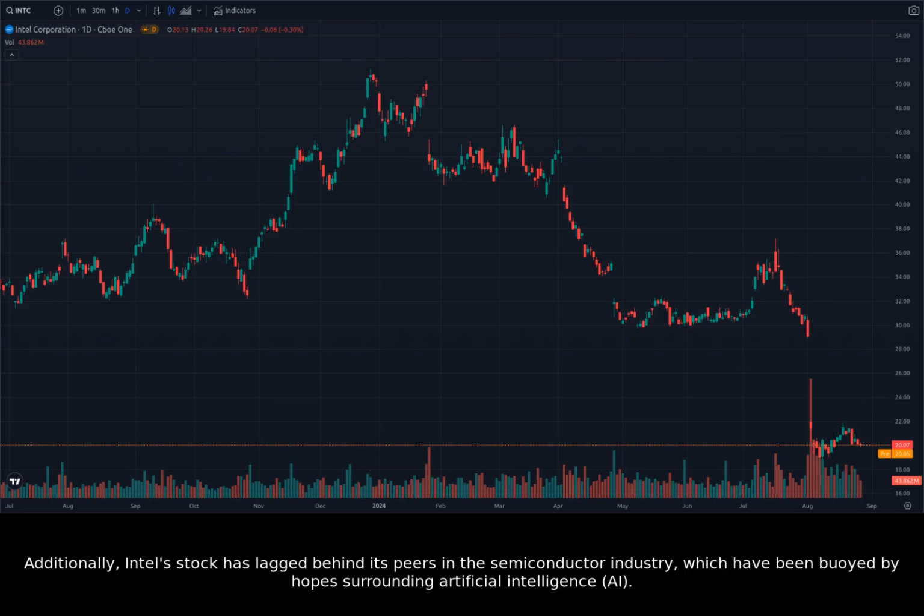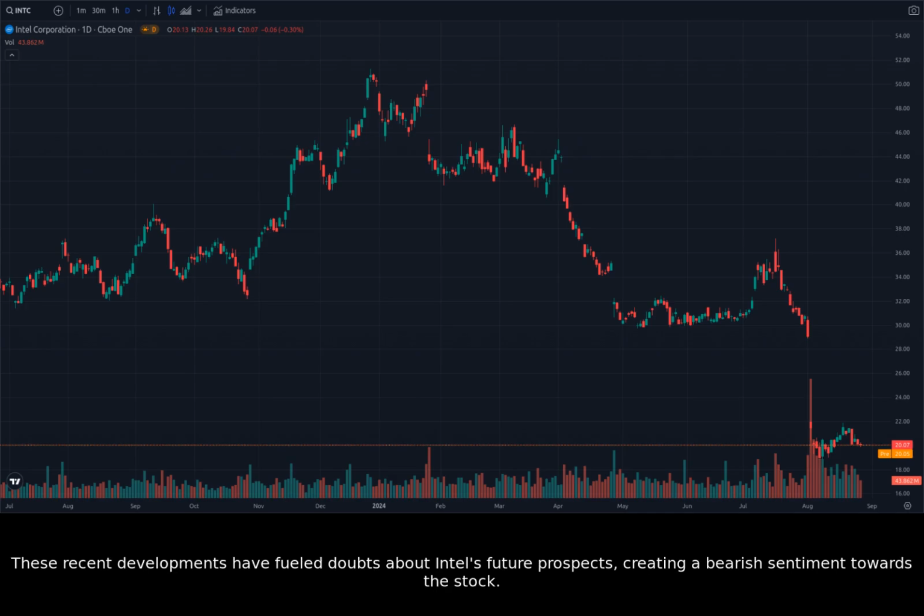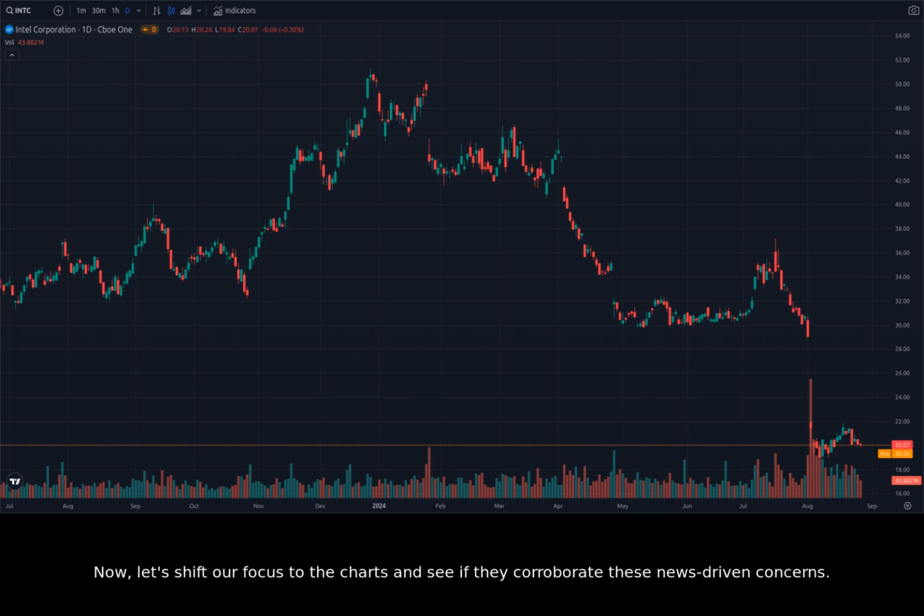Additionally, Intel's stock has lagged behind its peers in the semiconductor industry, which have been buoyed by hopes surrounding artificial intelligence, AI. These recent developments have fueled doubts about Intel's future prospects, creating a bearish sentiment towards the stock. Now, let's shift our focus to the charts and see if they corroborate these news-driven concerns.